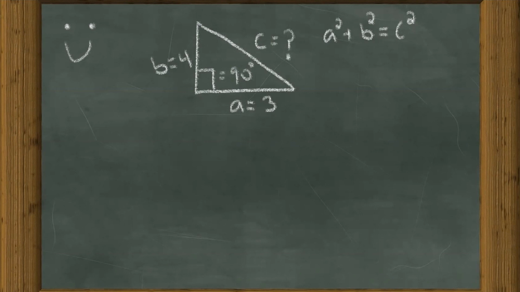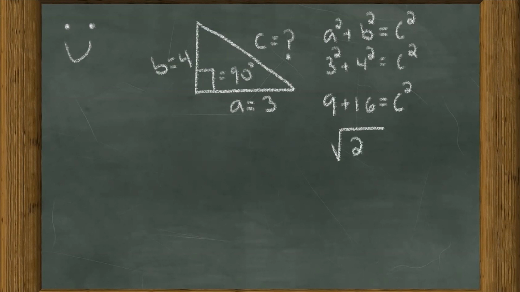So all we have to do is plug these values into the Pythagorean theorem. So 3 squared plus 4 squared equals c squared. So I'm going to take the square of the a and b legs. So that's 9 plus 16 equals c squared. I'm going to add these up and take the square root. So the square root of 9 plus 16 is 25, equals c. And the square root of 25 is 5. So c is equal to 5.